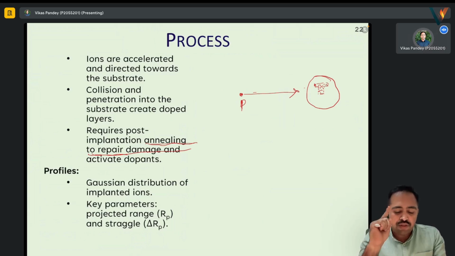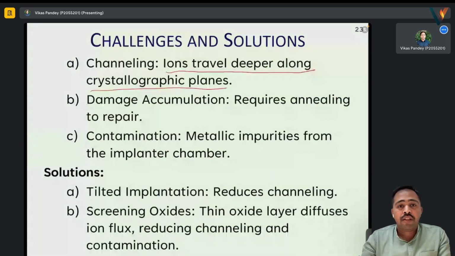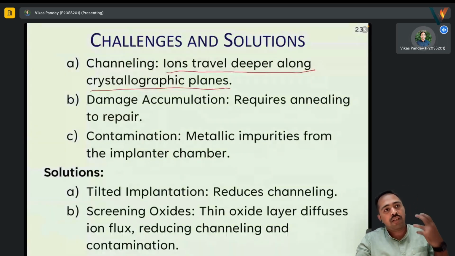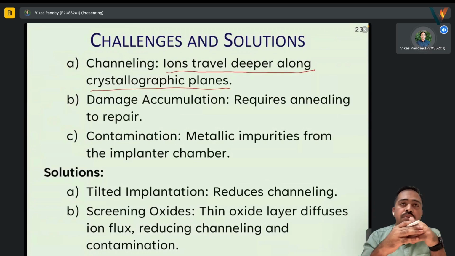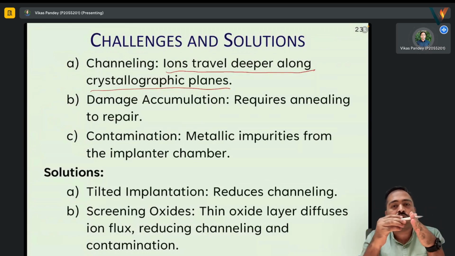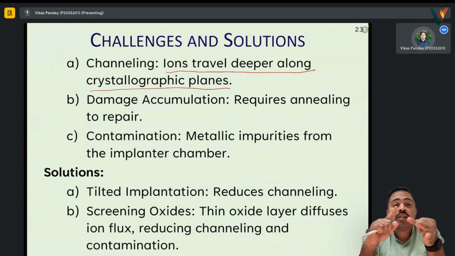The first one is channeling, that is ions travel deeper along crystallographic planes, but we want them to be controlled. We don't want them to be going very deep somewhere. If by chance they go into the crystallographic plane, they will go very deep. Okay, then the second one is damage accumulation.